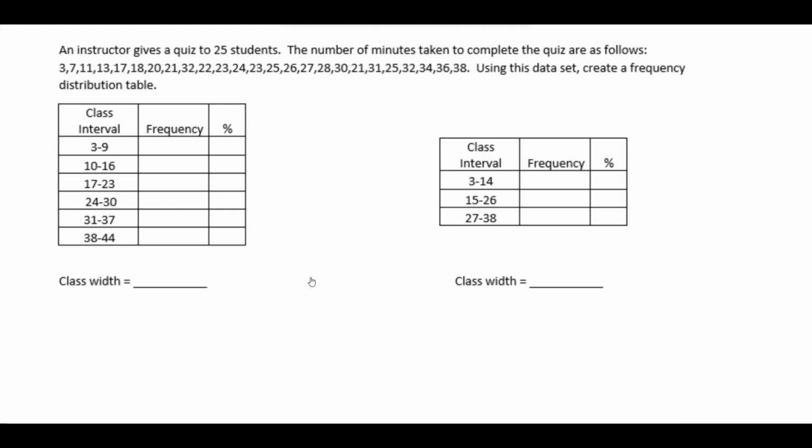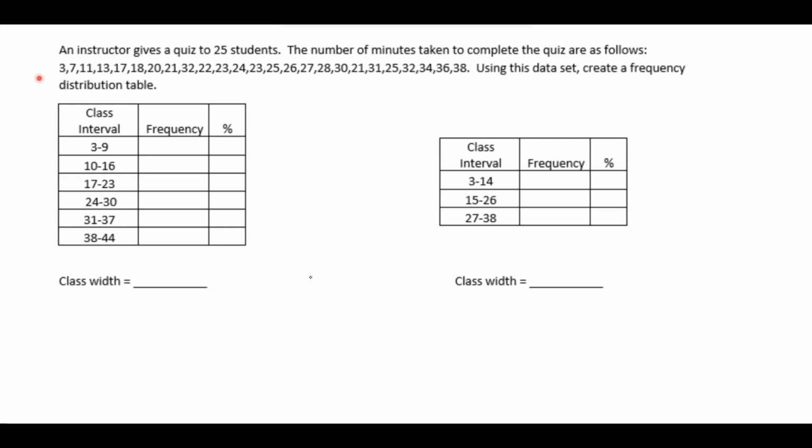So if you look through here, there should be 25 numbers, each one the minutes of a certain student taking a quiz. Now, as a quick check, notice these are not in order. We have to be very careful because they're not in order. We have to have a nice way of accounting for which ones we need to count. So in this case, using the data set, create a frequency distribution table.